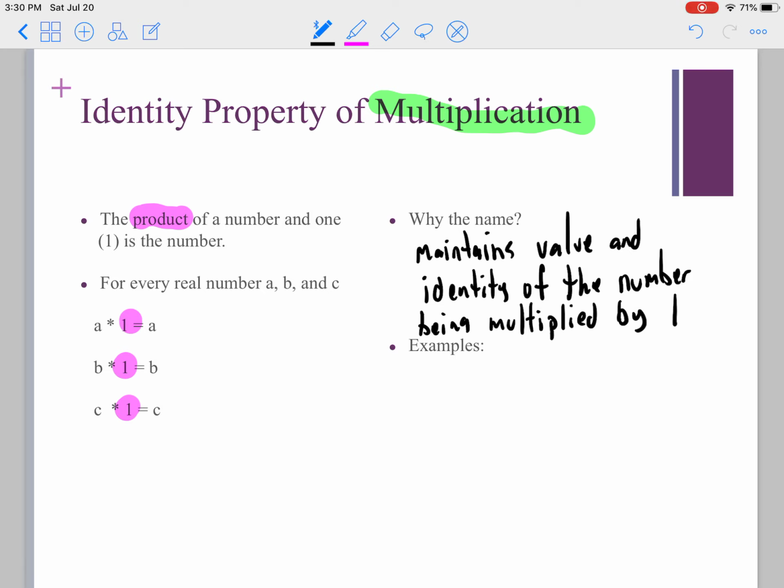So an example can be choosing any number. 4,326 times 1 is equal to 4,326. It does not matter if it's a positive or a negative number being multiplied by 1. It still maintains its identity. It does not change signs. It does not change value. It maintains its identity. So the identity property of multiplication.